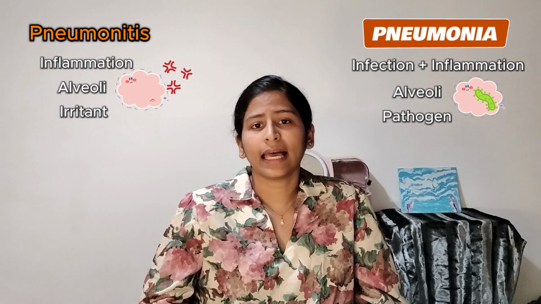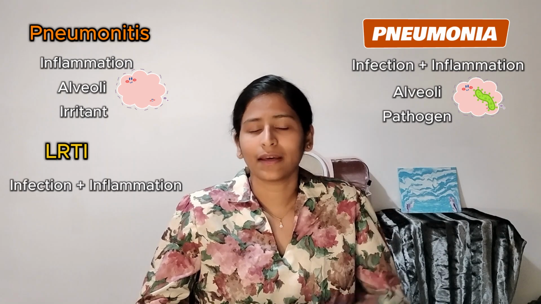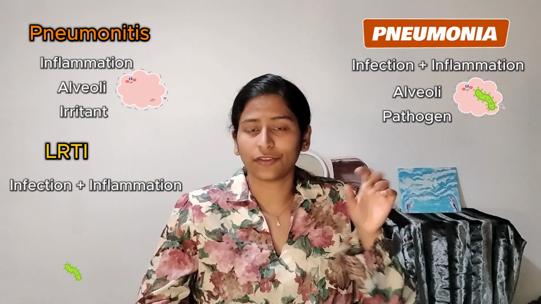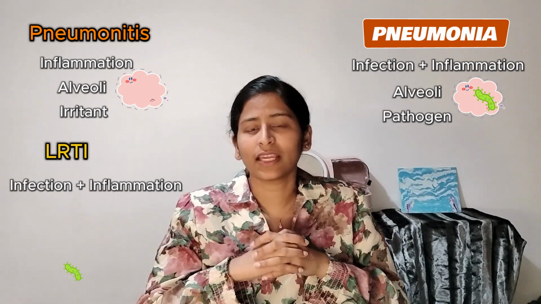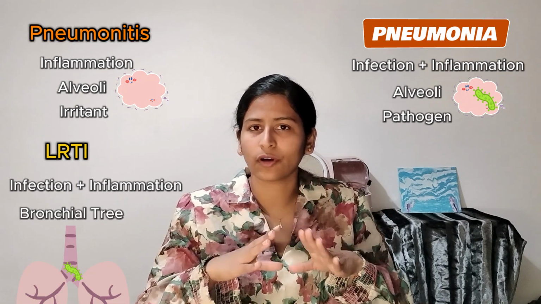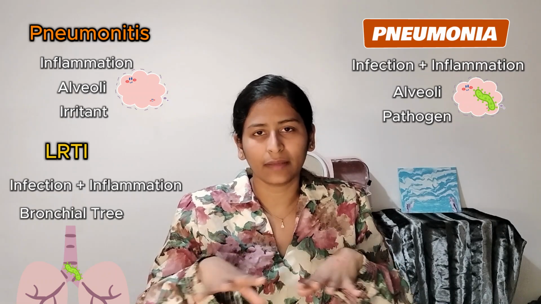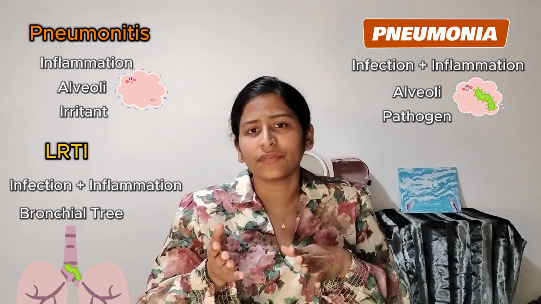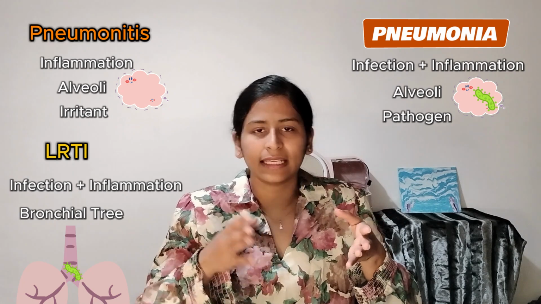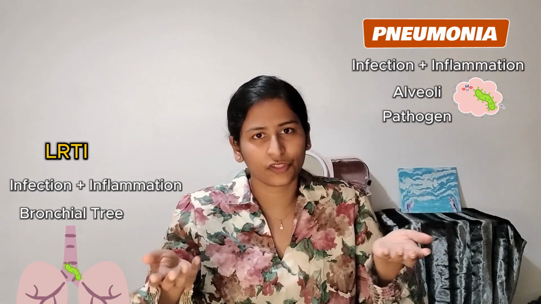The other is LRTI, which is lower respiratory tract infection. This is again an infective etiology. The word itself has lower respiratory tract infection, so the infection is pertinent to the bronchial tree, the bronchi and bronchioles, but does not involve the alveoli or lung parenchyma. So how do you differentiate between pneumonia and LRTI? Because the etiology is similar, which is the infective etiology.